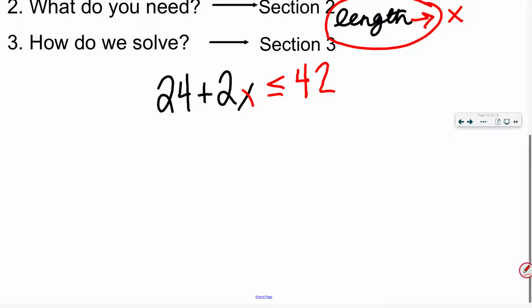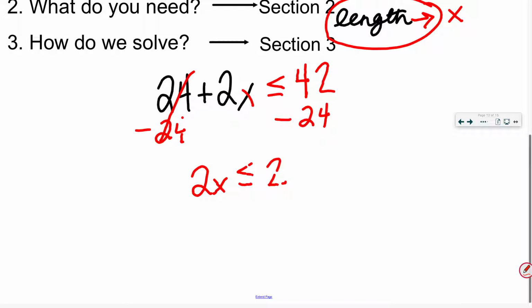How do I solve? What can I do? You should write something down to help along with the process. Daisy, what do we think? First, subtract 24. Perfect. Because now we're one step closer to isolating our variable. 2x is now less than or equal to 18. So now what? You've got to divide by 2. So x is less than or equal to 9.